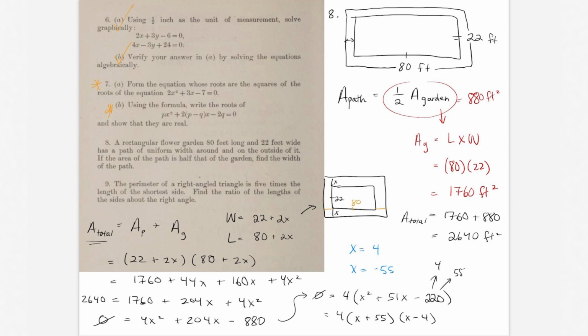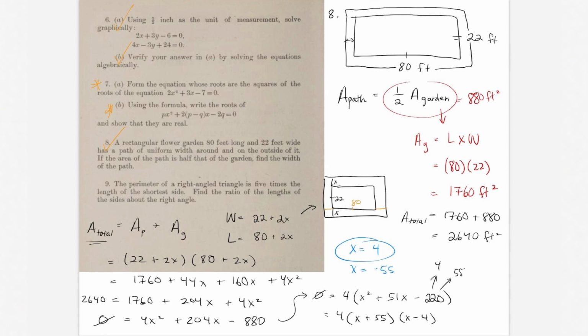And so the solutions for this quadratic would be x is equal to 4 and x is equal to negative 55. Now it doesn't make sense for the width of the path to be negative 55, so I knew the only possible solution would be x is equal to 4. And a 4-foot wide path is pretty typical. So that answer made sense to me, and I gave myself a check mark and moved on to the final question.